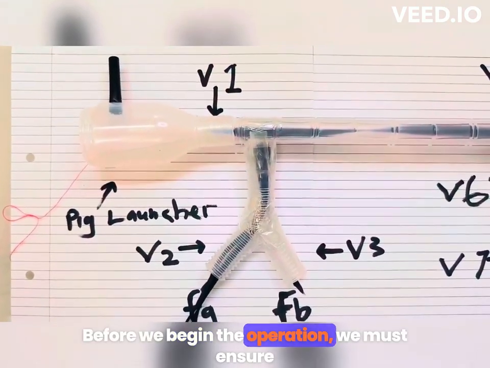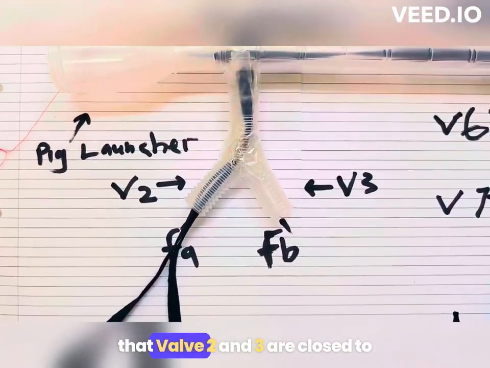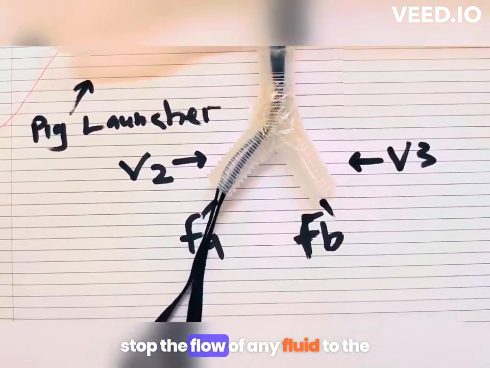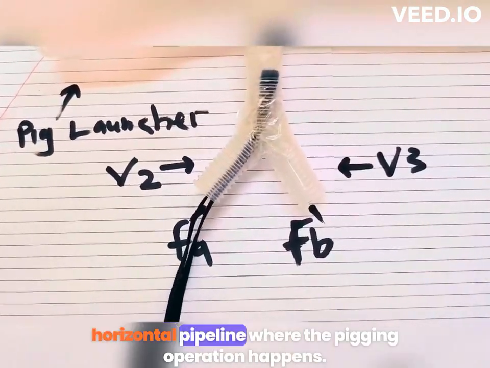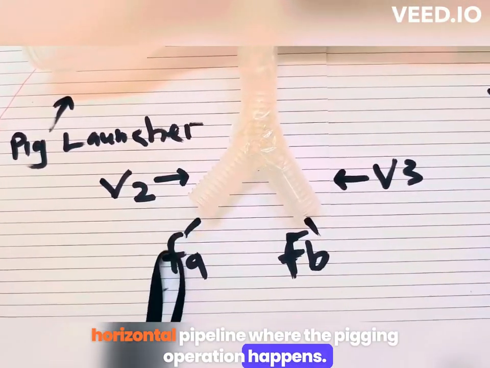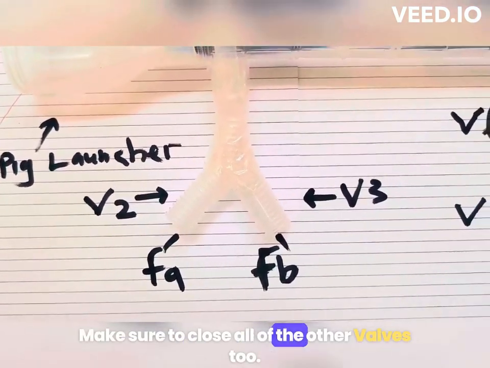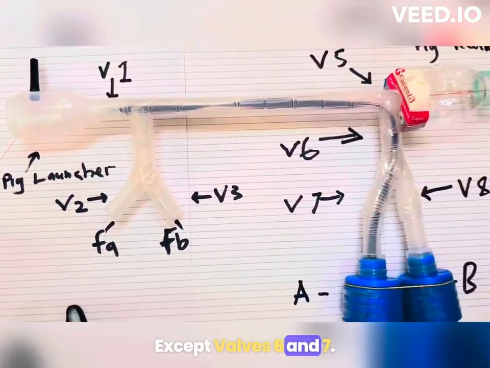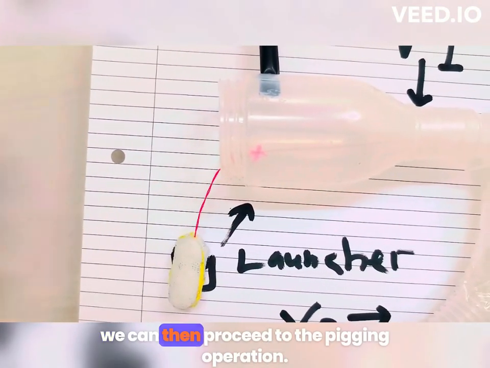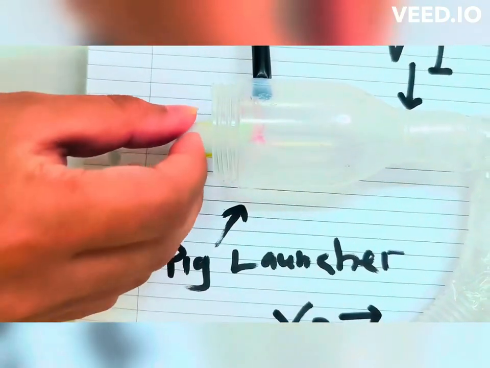Before we begin the operation, we must ensure that valve 2 and 3 are closed to stop the flow of any fluid to the horizontal pipeline where the pigging operation happens. Make sure to close all of the other valves too except valves 6 and 7. After all of the closing process is done, we can then proceed to the pigging operation.